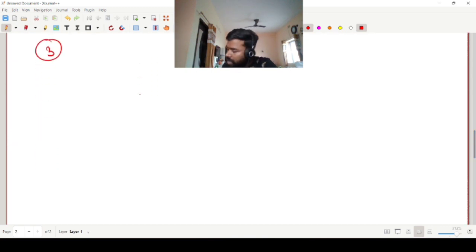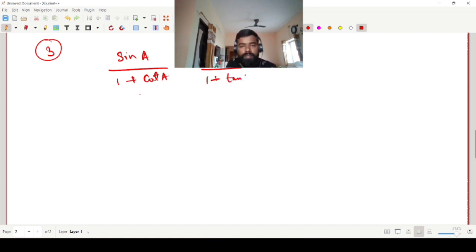So the third sum is sine A by 1 plus cot A, minus cos A by 1 plus tan A. This is equal to sine A minus cos A.